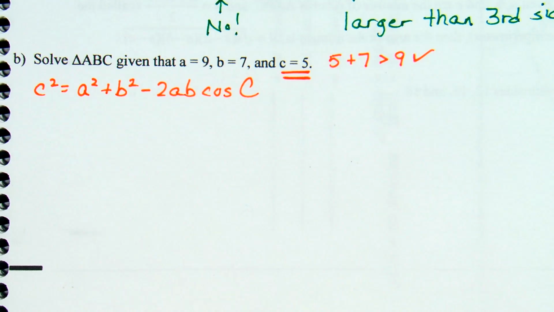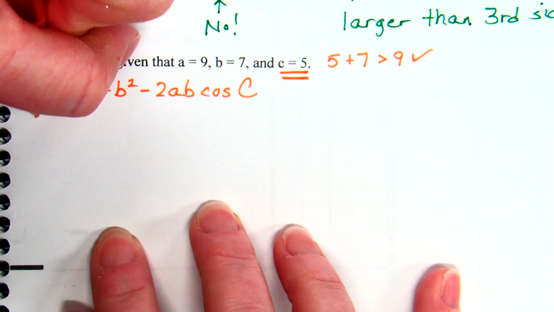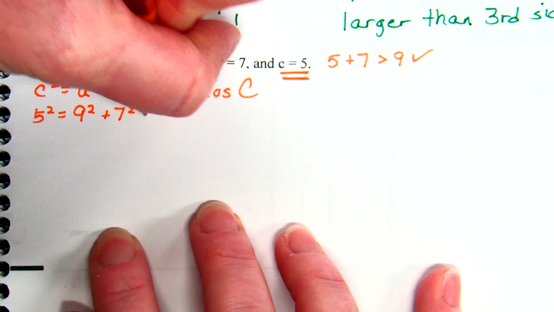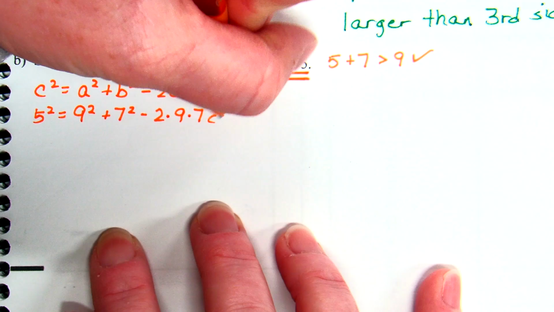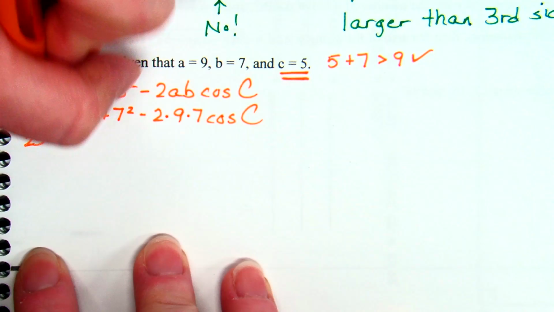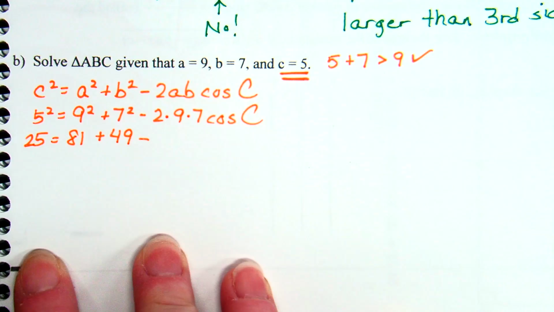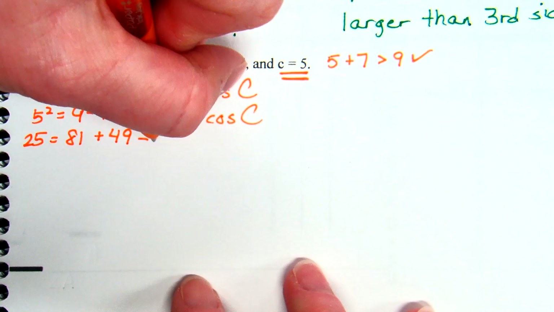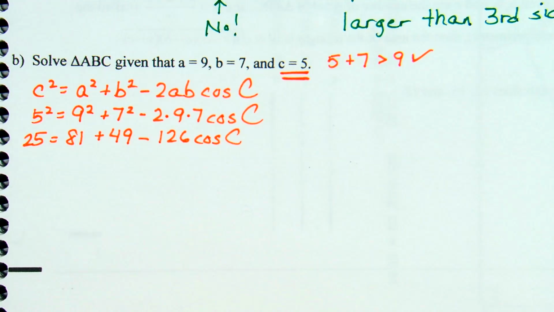Think you know what to do here? Let's see. 5 squared equals 9 squared plus 7 squared minus 2 times 9 times 7 times cosine of C. I'm going to do some mental math here. 25 equals 81 plus 49 minus 126 cosine C. Did my mental math do good? Yes.